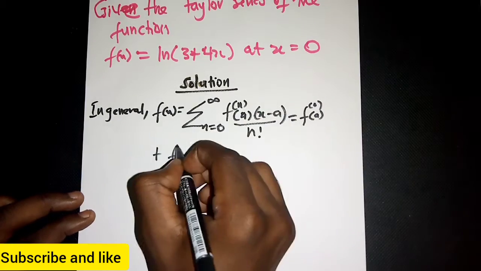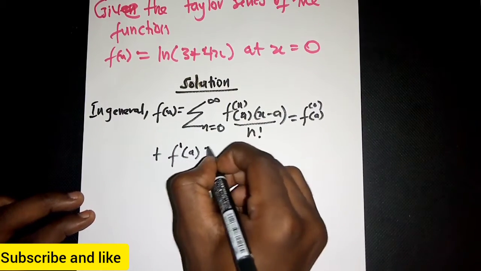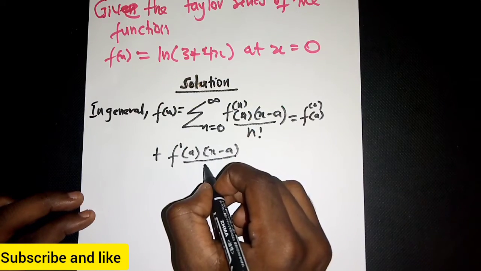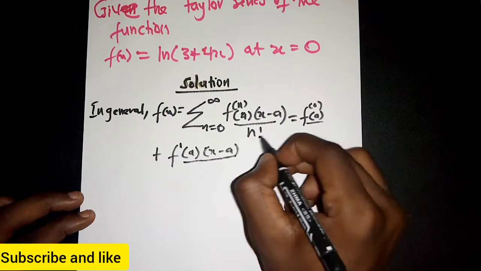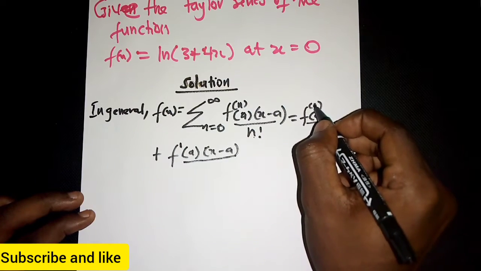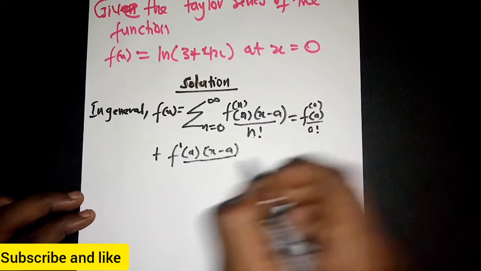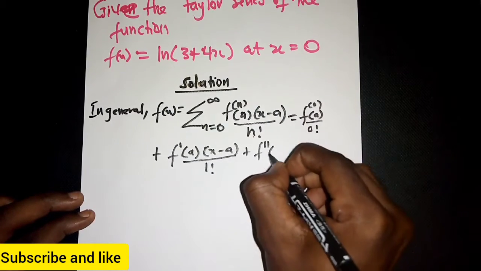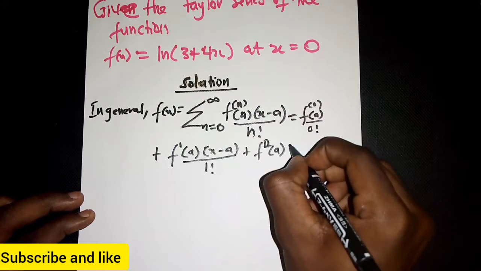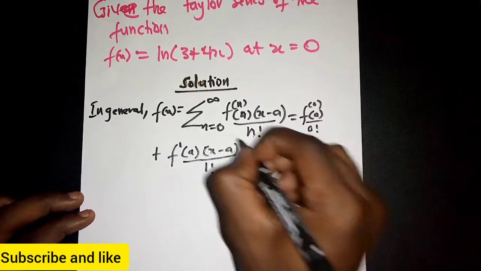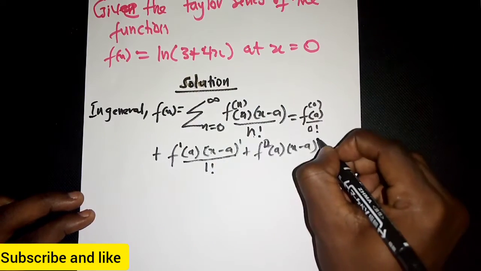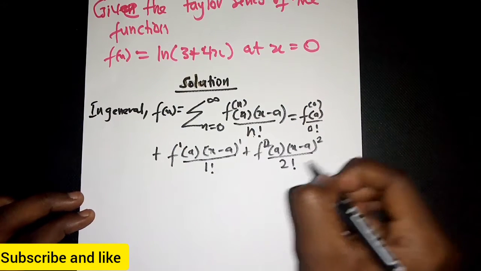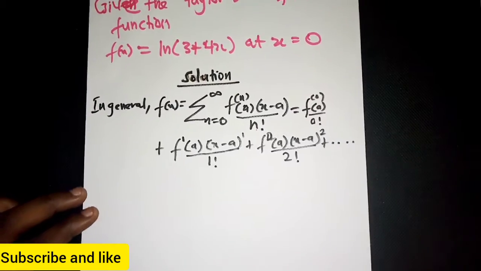So when n is 1, then we have x minus a, divided by 1 factorial. For n equal to 0, we have 0 factorial, and it continues for the rest. When n is 2, we have x minus a to the power squared, then 2 factorial, and it goes on and on. So this is what we have.